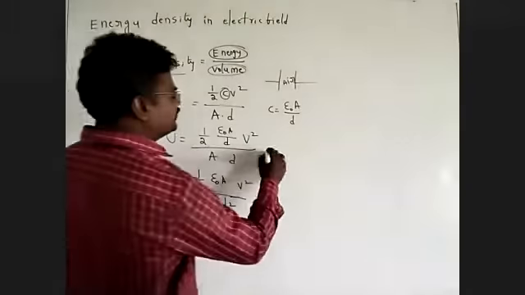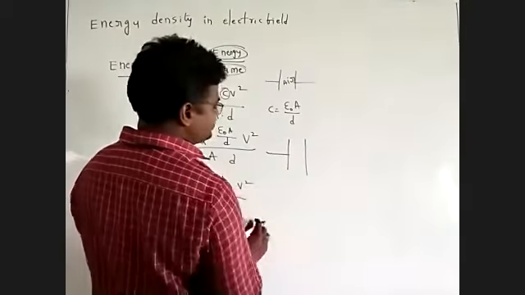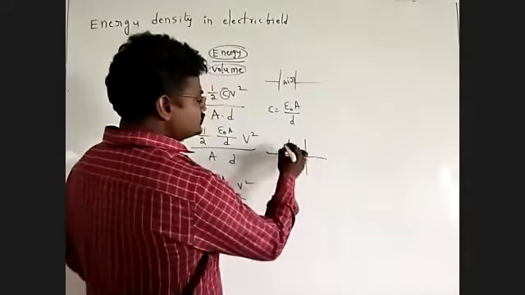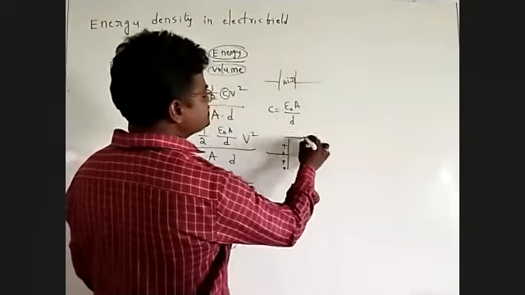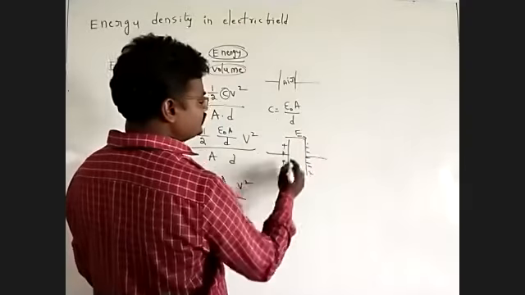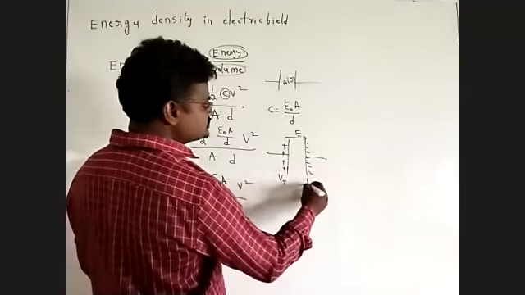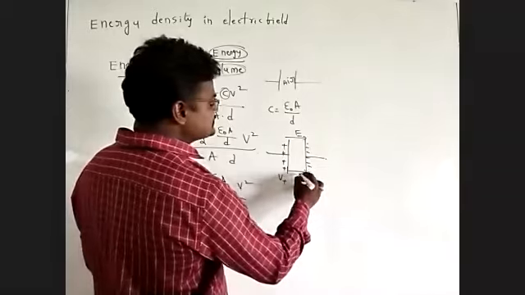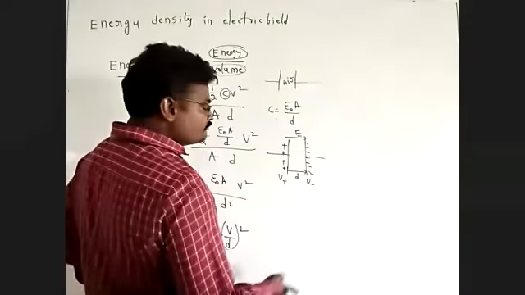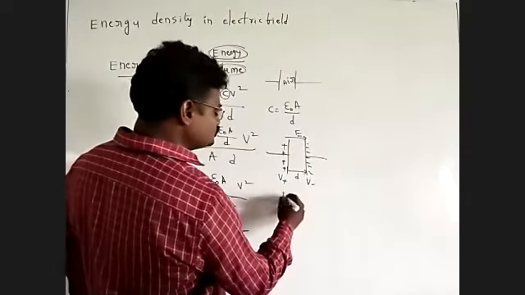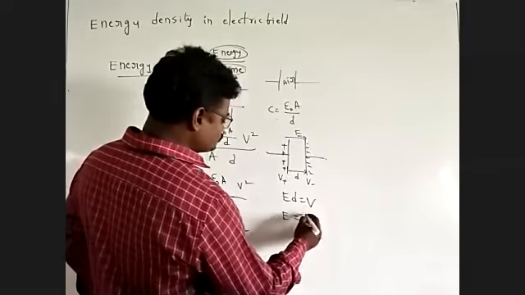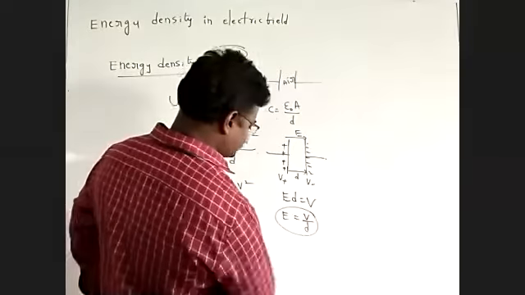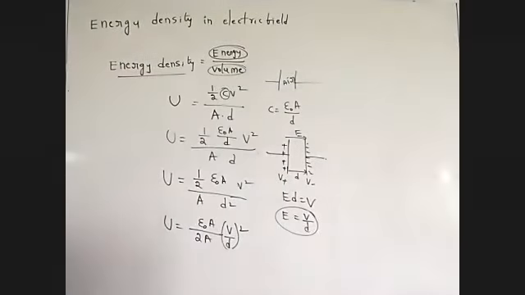You know very well, this is a capacitor plate. This is the positive plate and this is the negative plate. The electric field is from the positive to the negative plate, positive potential to negative potential. Distance between the two plates is D. We have the relation E D is equal to V, so E is equal to V by D.